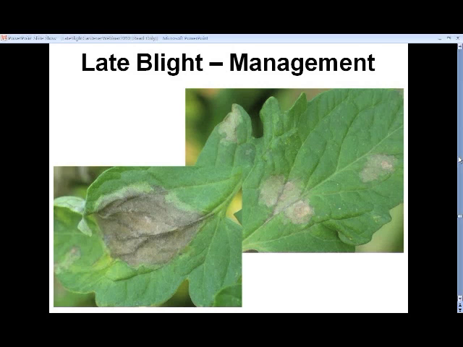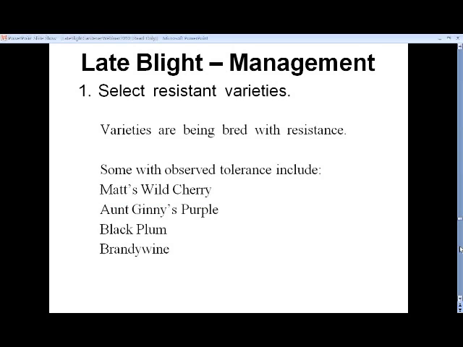Managing late blight. Several steps to managing late blight. First and foremost is to select resistant varieties. At this point, there are not varieties available that have been bred with specific resistance genes to late blight. They are coming. There's a lot of work going on to develop resistant varieties. They're not yet commercially available.